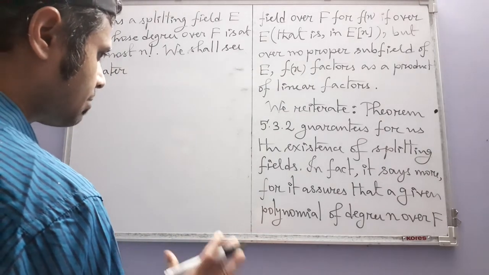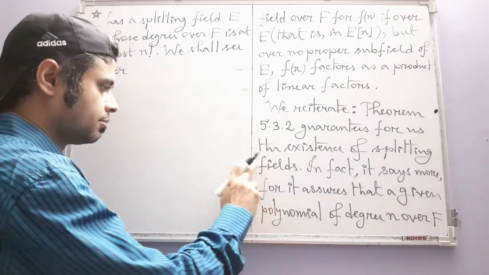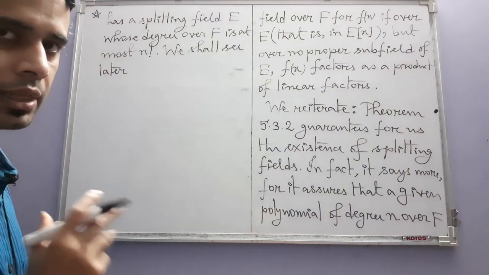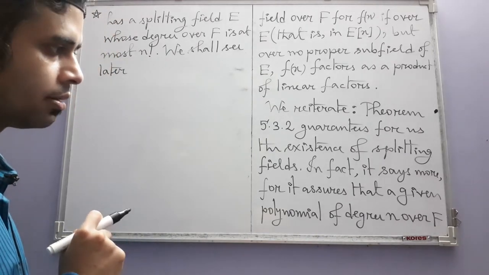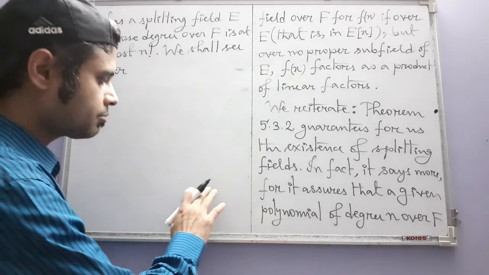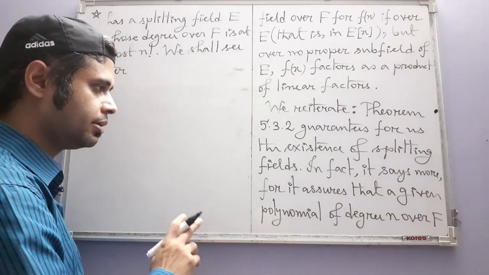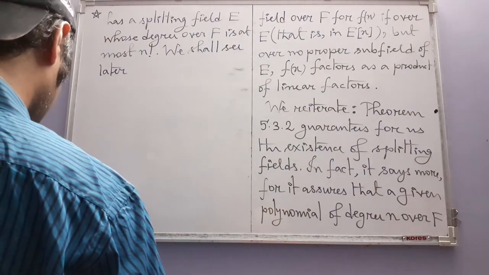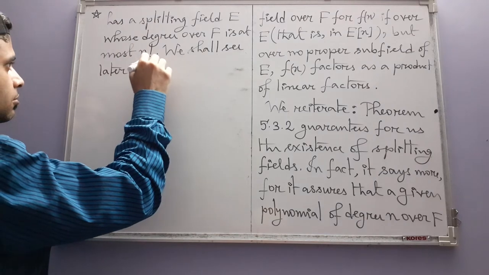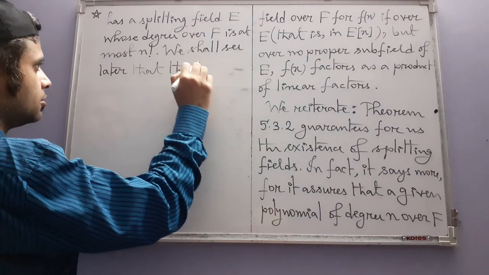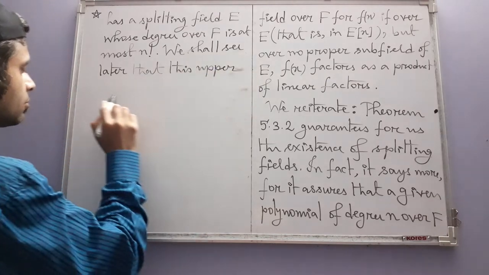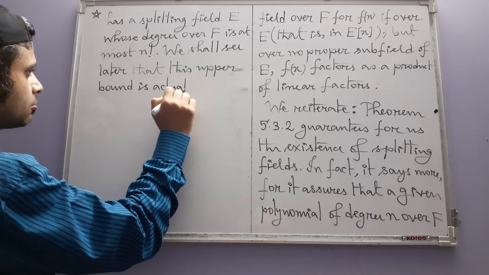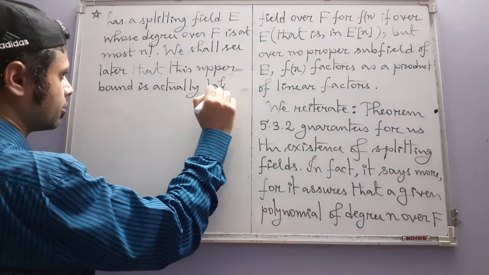So there is some case where actually this splitting field, whatever splitting field that you can find for a given polynomial, there will be some polynomial whose splitting field will have degree exactly equal to n factorial. That's what we are saying, that this upper bound is actually taken on.